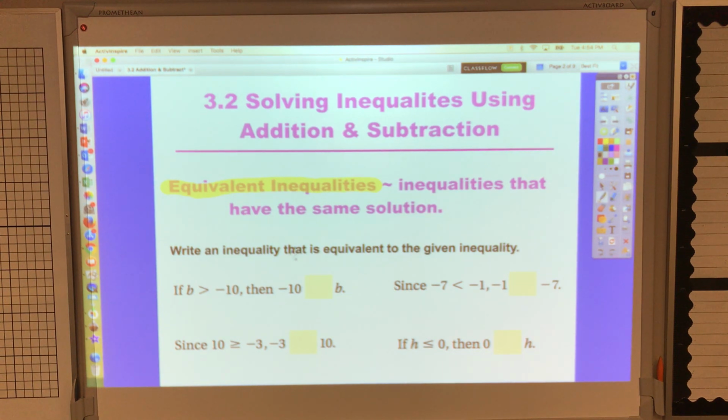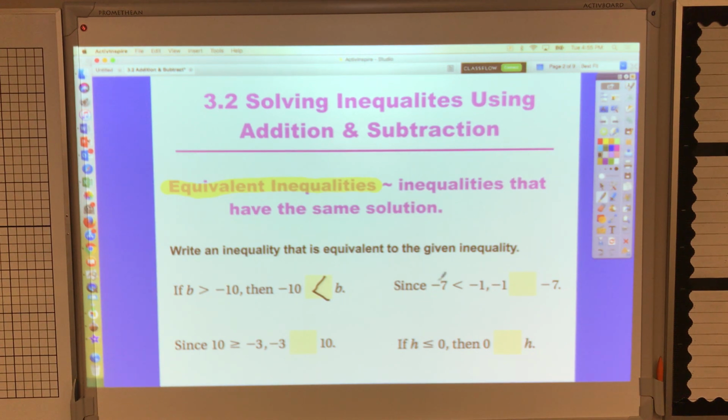You guys actually wrote some of these yesterday in your notes, but let's review them again. It says write an inequality that is equivalent to the given inequality. So if I have b is greater than negative 10, and I reverse that negative 10 and that b, I switch them around, I also need to switch my sign. So if b is greater than negative 10, then negative 10 is less than b. Notice it's pointing towards the negative 10. Here it's still pointed towards the negative 10.